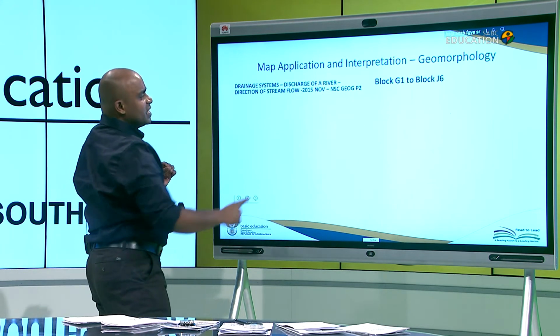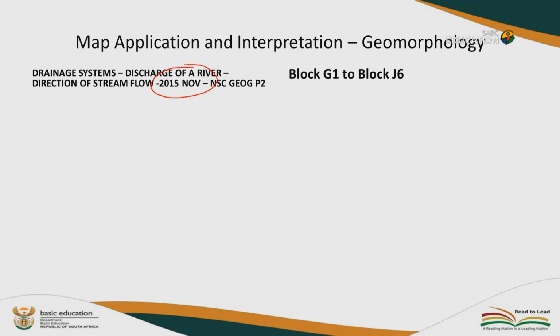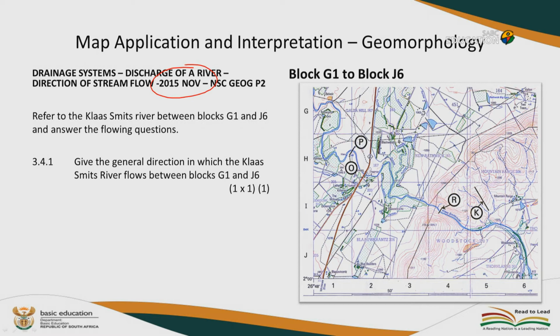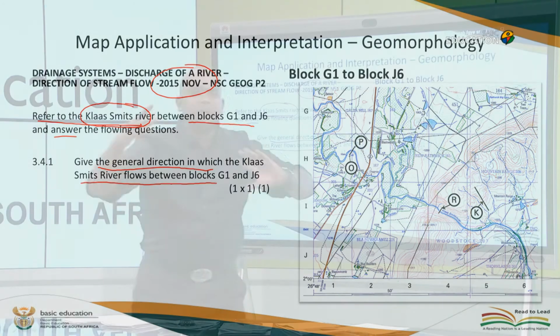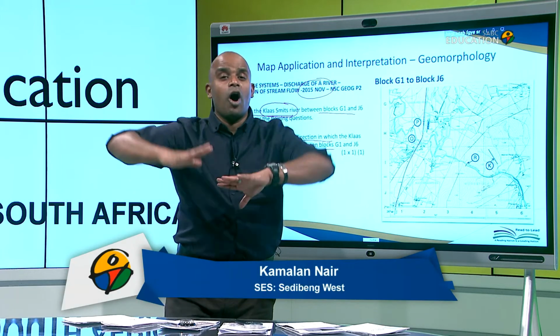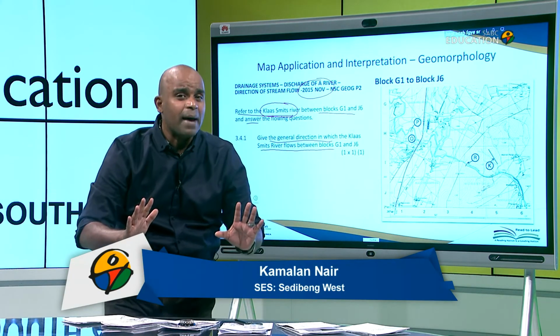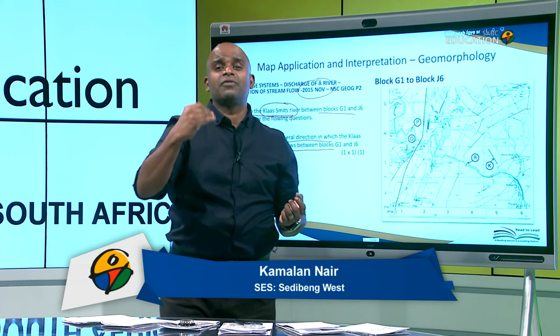And in 2015, note the following. There's your map of Queenstown, and in this particular example, the Claas Smits River between blocks G1 and J6, give the general direction in which the Claas Smits River flows, and notice how the similar concept is being examined on different maps. And you've got to be able, whatever map or topographical map you've been given, to analyze in terms of direction of flow.